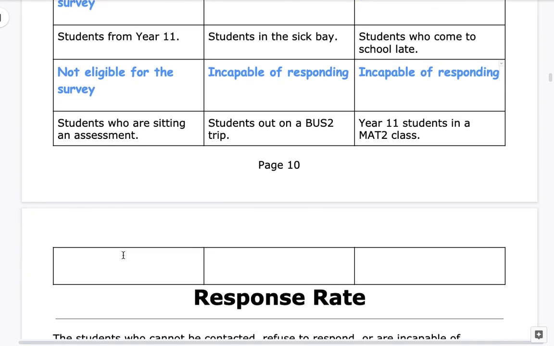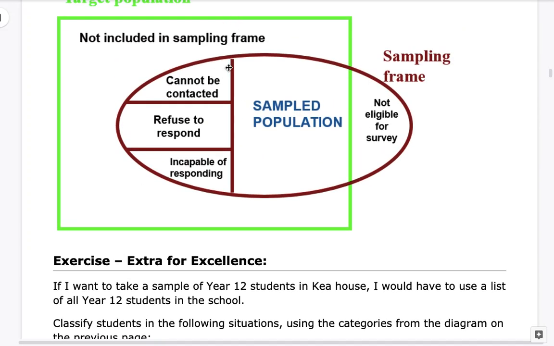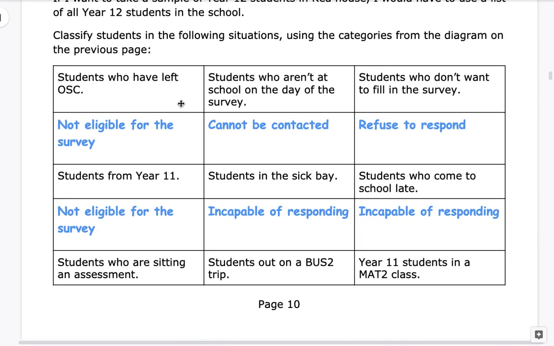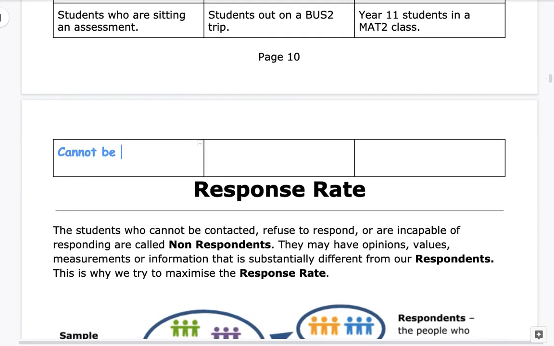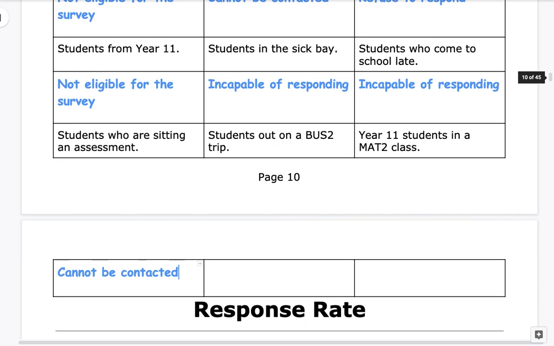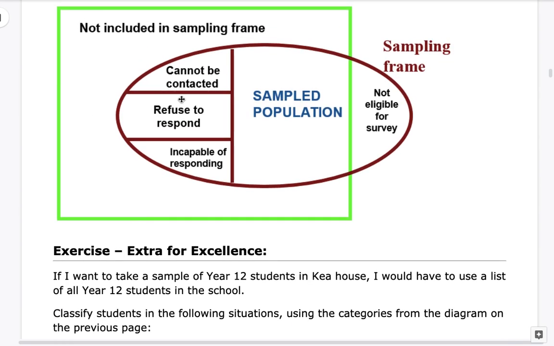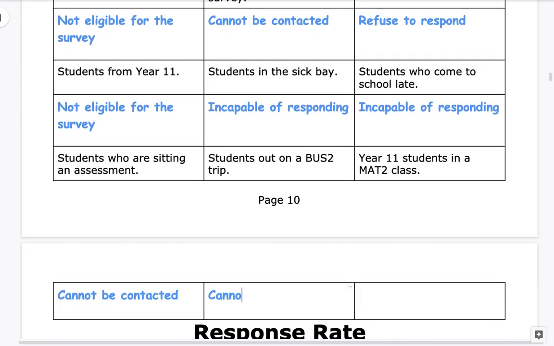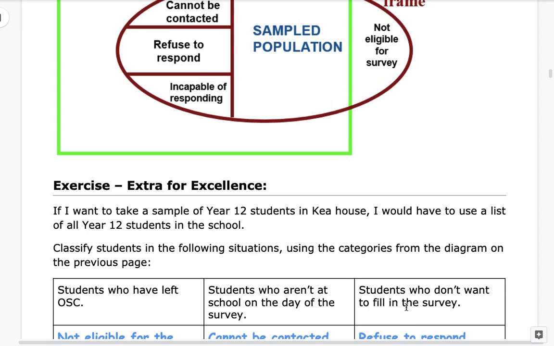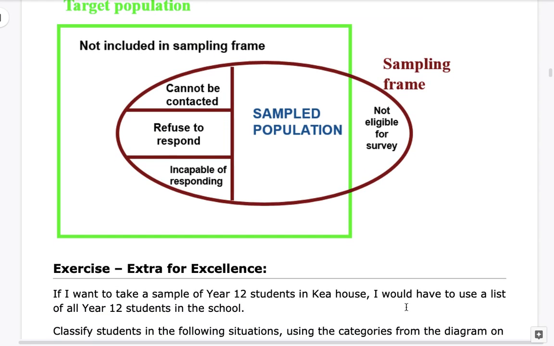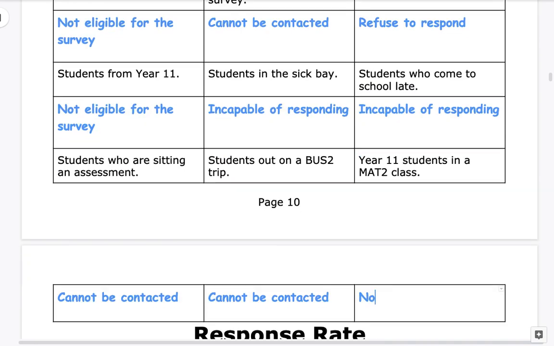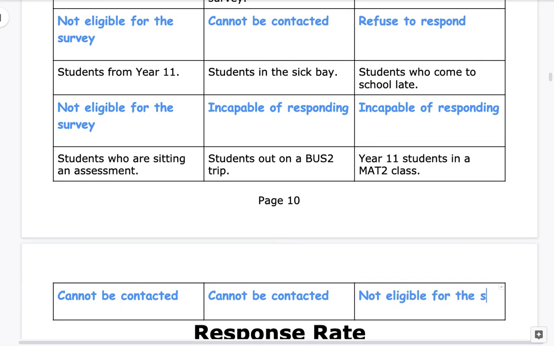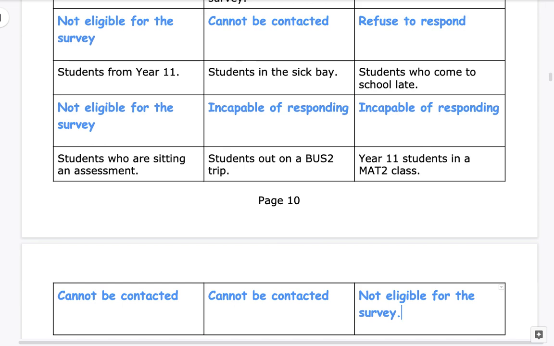Students who are sitting in assessment. Those would be ones that are at school, but they cannot be contacted. Students out on a business trip. Again, can't be contacted. And Year 11 students that are in a Maths Level 2 class. Those would be students who are not included, so they're not eligible. There we go.